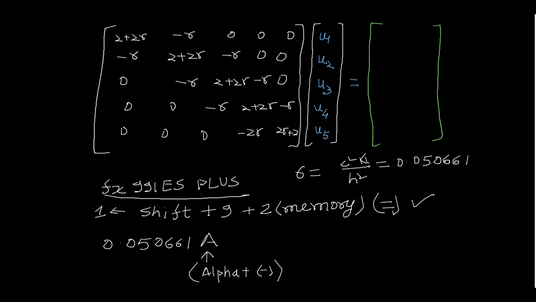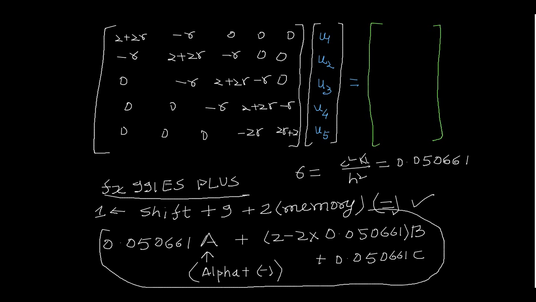I'll give a picture of this. Plus 2 minus 2 into this number 0.050661 into B. In the same way, alpha and B, B is just near A, plus 0.050661 into C. After inserting this, you press the calc button. You just press calc.